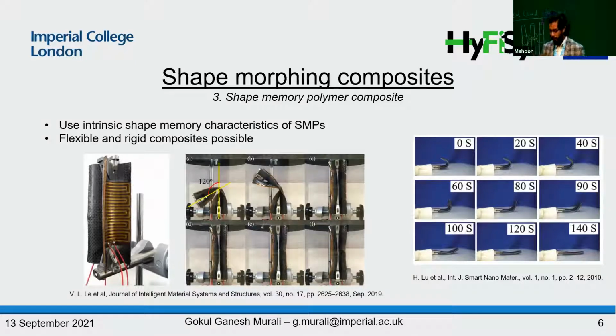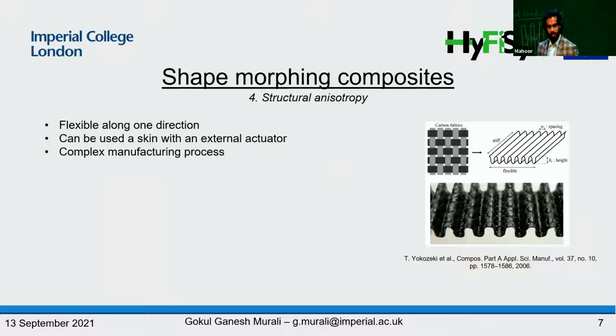Moving away from the material behavior, we could also use structural anisotropy to create shape morphing structures. For example, you can see a corrugated composite on the slide. These composites are flexible in one direction, but they are stiff in the other. Using such anisotropy, morphing structures can be created.